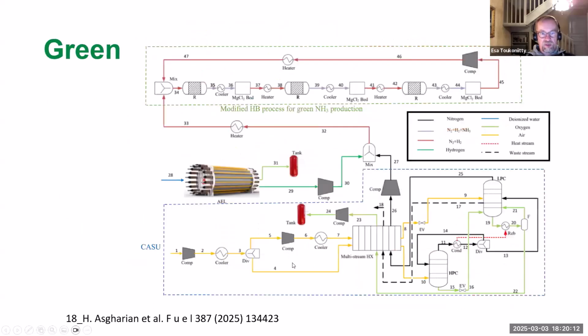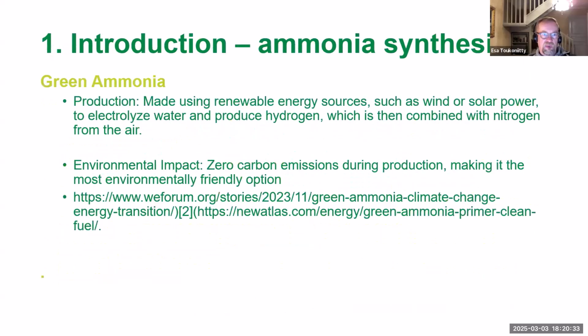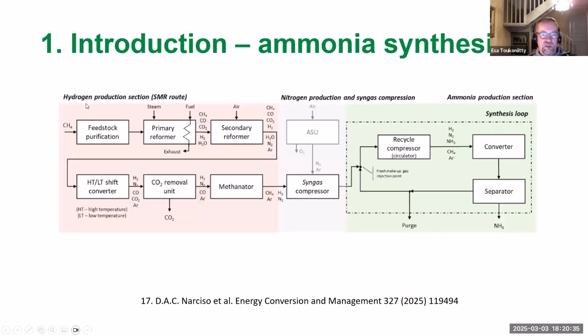But generally, if you are interested in these processes, take a look at the article because there's a lot of details here. But the big lines we discussed already. What's the difference between gray, green, and blue ammonia production? And also we went through this gray ammonia production to some level at least.